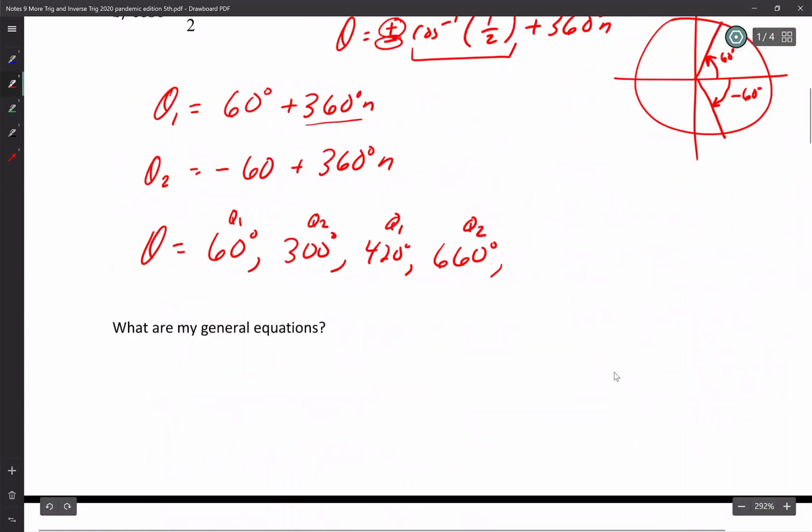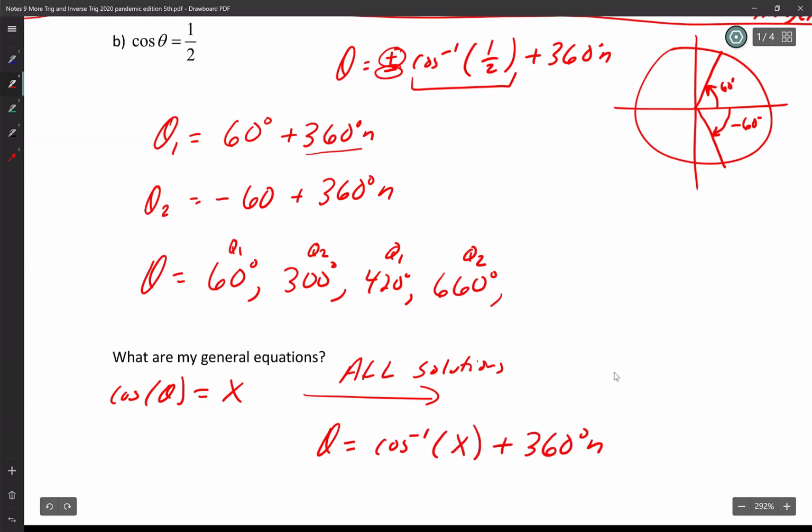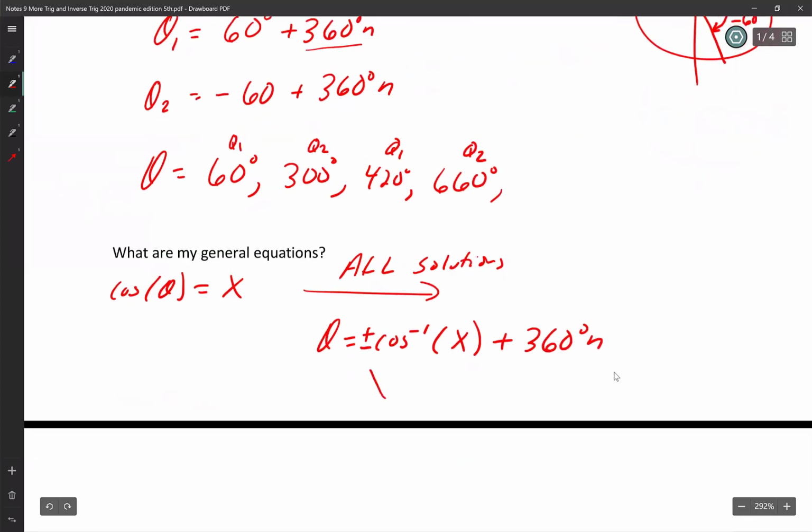So what are my general equations? If you have something like cosine of some angle equals some x coordinate of some ratio, to get all solutions, you're going to do theta equals inverse cosine, or arc cosine, that's how you call this, plus 360n. Plus minus, sorry. Plus minus in the front. That's the key. The cosine has the plus minus, or the arc cosine, and the inverse sine is two separate equations. One arc sine of whatever, and then 180 minus arc sine.